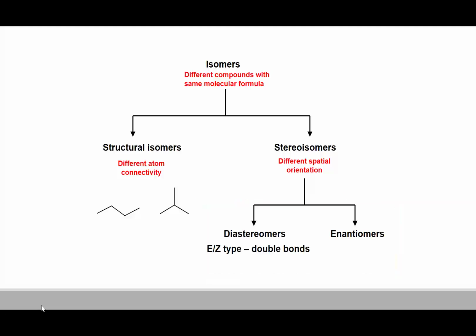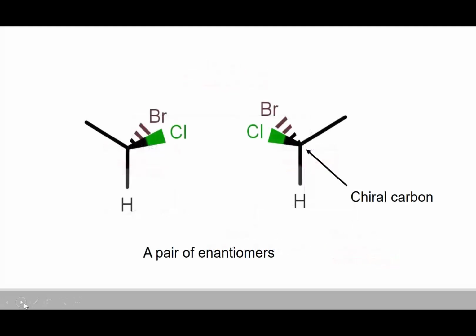Recall that stereoisomers have the same molecular formula, the same atom connectivity, but a different spatial orientation. In contrast to diastereomers, enantiomers have a very specific definition: a pair of molecules that are non-identical mirror images, that is, non-superposable mirror images. The most common way that this can occur is when the molecule contains one or more chiral centers, usually a chiral carbon.